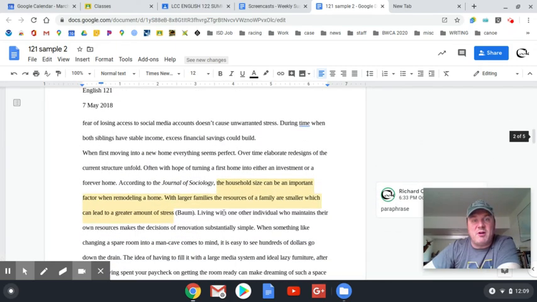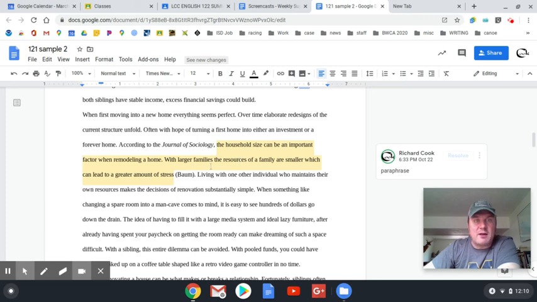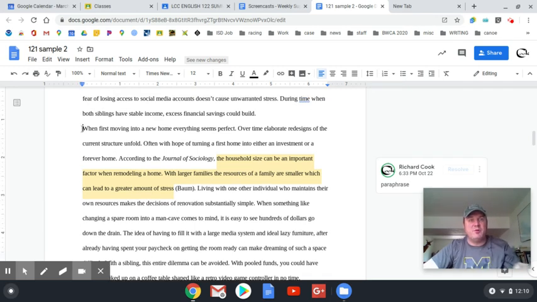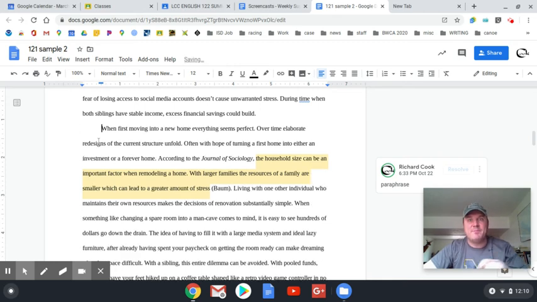Another example of him using research is already highlighted right here. He says, when first moving into a new home, everything seems perfect. Over time, elaborate designs of the current structure unfold, often with hope of turning a first home into either an investment or a forever home. According to blah, blah, household size can be an important factor when remodeling a home. Okay, so now we're getting some research from the Journal of Sociology that connects to what he's talking about, that helps us understand his point.